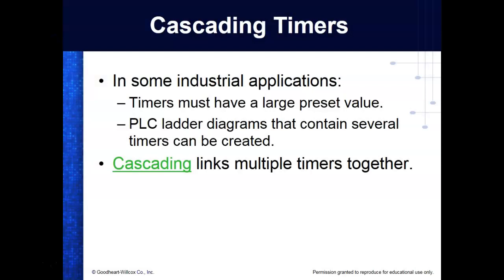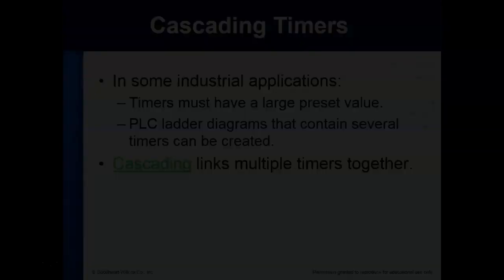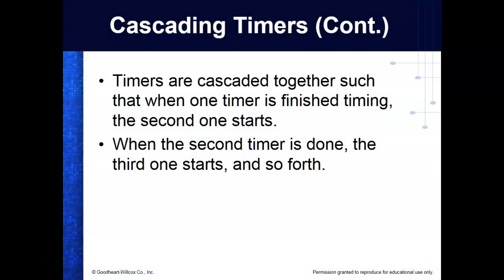Cascading timers. Why would we cascade timers? For a higher preset, yeah. We're limited to 32,767, right? You understand? But if I needed more time than that, we'd have to cascade. And so this in the book shows you cascading timers.